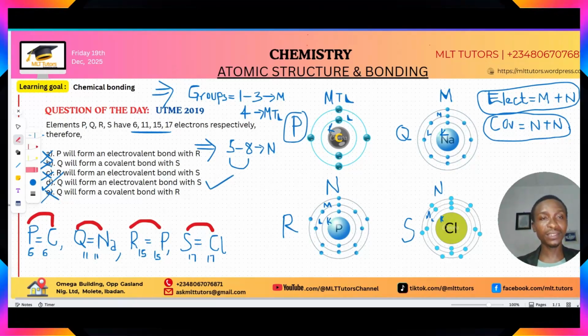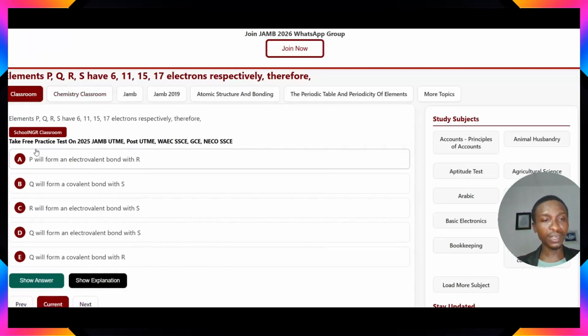Okay, let's check that. So we have that question. This is School NGR, a very good software that is strongly recommended for candidates sitting for external exams like WAEC, NECO, UTME, and post-UTME. And the question reads, elements P, Q, R, S have 6, 11, 15, and 17 electrons.